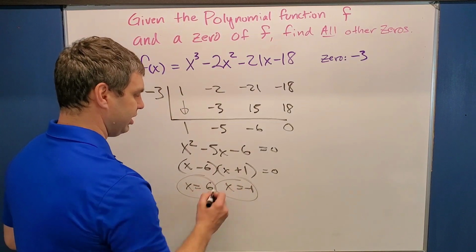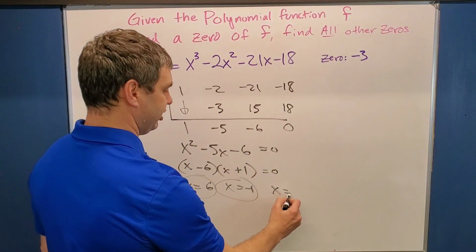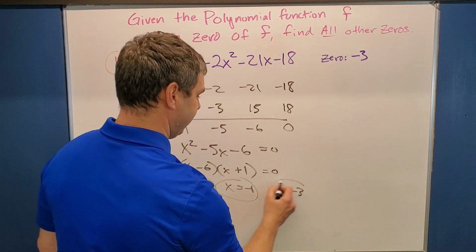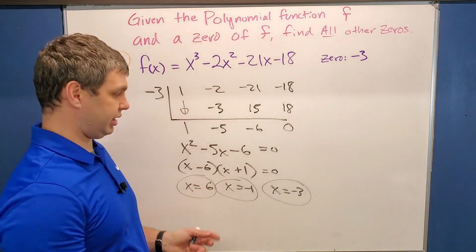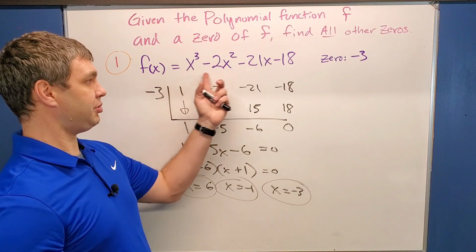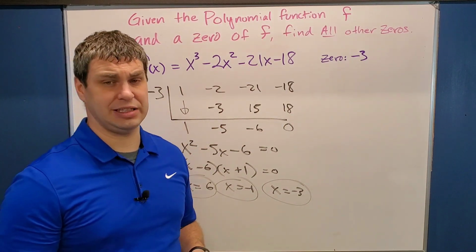Those are two of them, as well as the one from the beginning that they gave us, where x was also -3. If I were to multiply those factors of these three zeros back together, I would absolutely end up with my original polynomial. This one was pretty easy. Let's see if we can try a harder one.